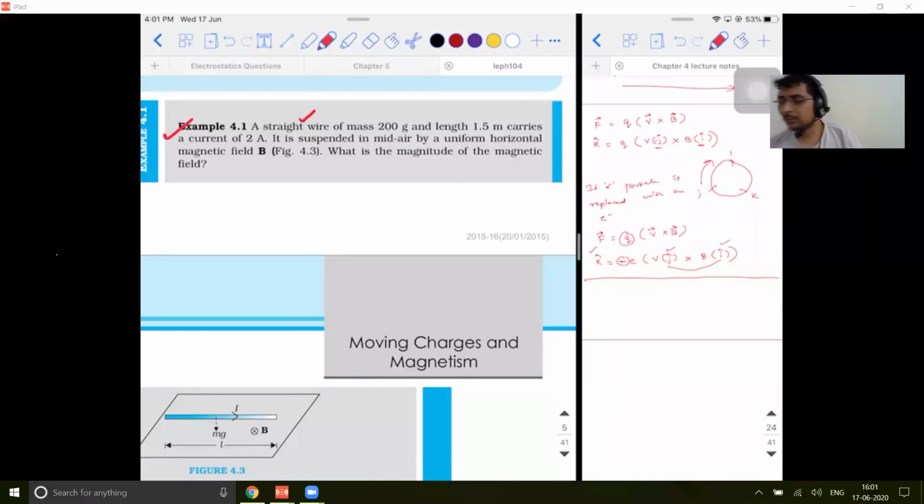Here, if you observe one point, they have not mentioned in which direction the magnetic field is given. They only told that there is a uniform horizontal magnetic field. Now it is our work to do all the analysis. So let's first try to visualize the question.